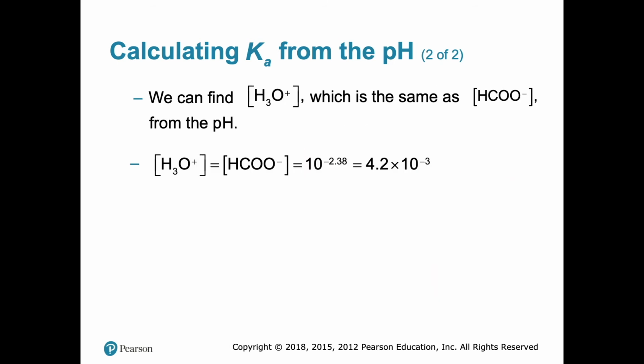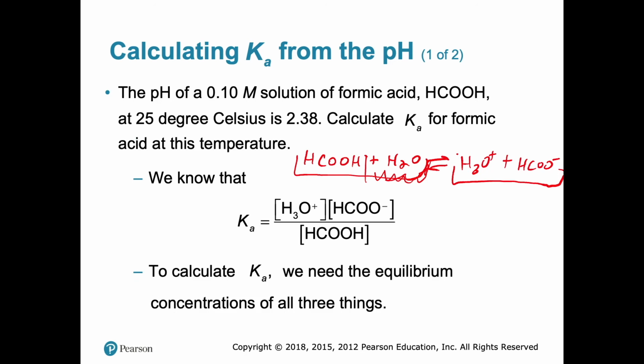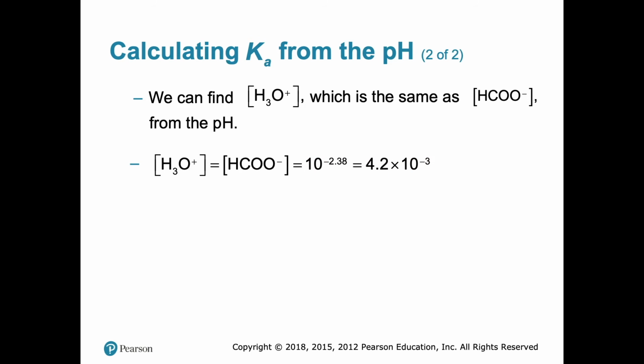So here we go. We can find the HCOO minus concentration because it's the same as the H3O concentration, which we get from the pH. When you have the H3O concentration, that's going to equal the HCOO minus concentration. And you were given in the problem itself that the pH was 2.38. And so you know that pH equals the negative log of the hydronium ion concentration. So we take it over here. To undo a negative log, what do you do? You do 10 to that number.